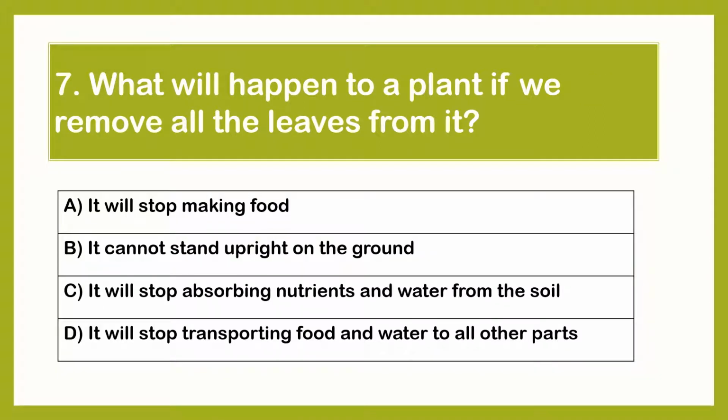What will happen to a plant if we remove all the leaves from it? Options are: option A, it will stop making food, option B, it cannot stand upright on the ground, option C, it will stop absorbing nutrients and water from the soil, option D, it will stop transporting food and water to all other parts. The answer is option A, it will stop making food. The reason is leaves are called food factories of the plant because they make food for the plant. Roots anchor the plant to soil and absorb nutrients and water from the soil. Stems are responsible for transporting food and water to all parts of the plant.